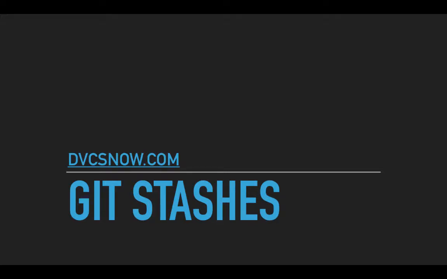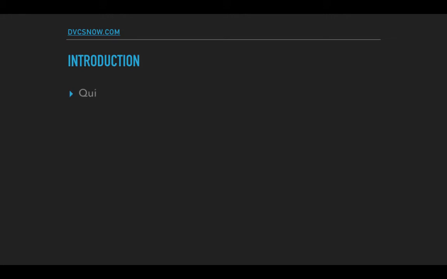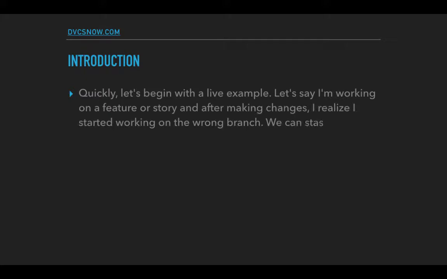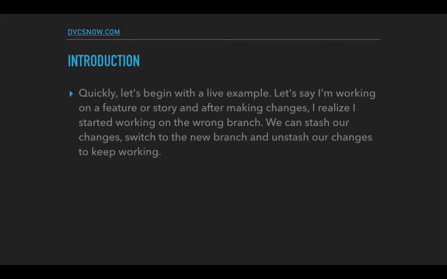We are going to review stashing in Git. Quickly, let's begin with a live example. Let's say I'm working on a feature or story, and after making changes, I realize I started on the wrong branch. We can stash our changes, switch to the new branch, and unstash our changes to keep working.